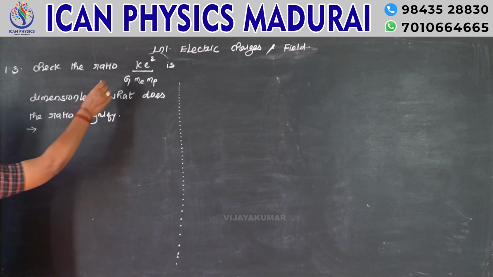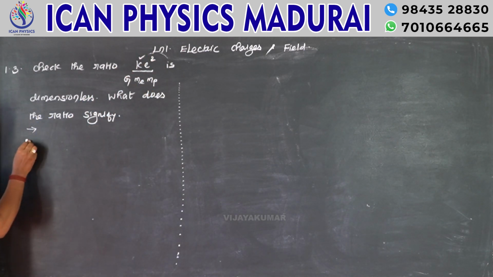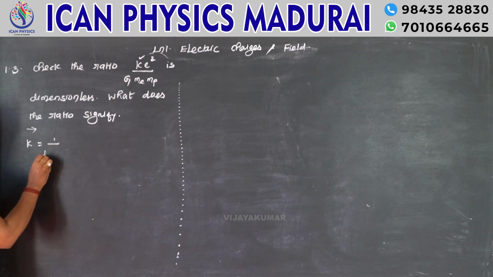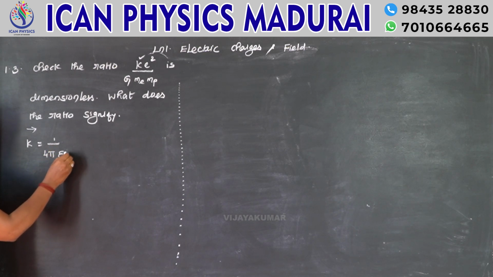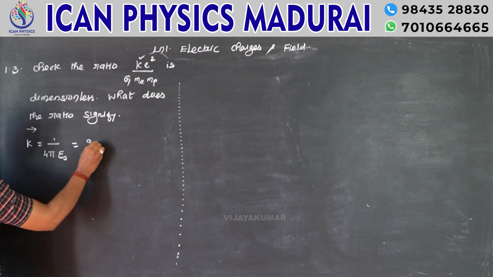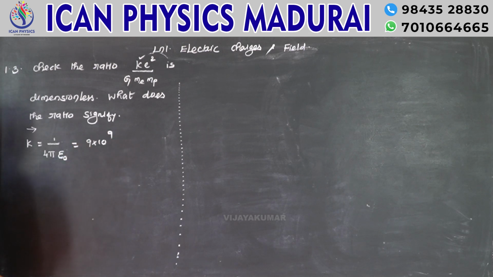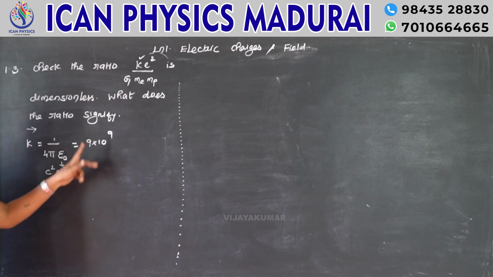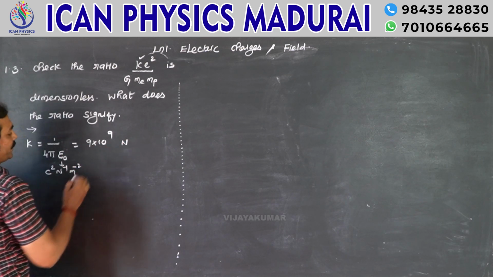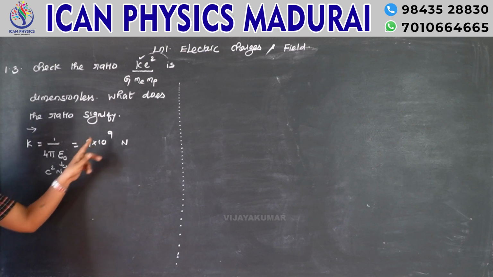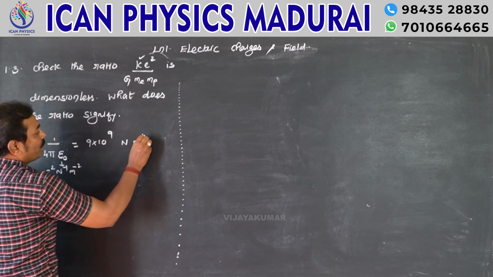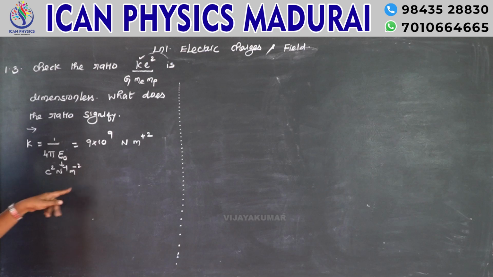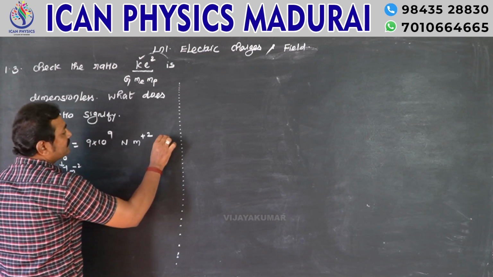The first one is K. So what is K? K equals 1 by 4 pi epsilon 0, and its value is 9 into 10 to the power 9. The unit of epsilon 0 is Coulomb square per Newton per meter square. So the power minus 1 goes to the numerator as plus 1 for Newton, the power minus 2 goes to the numerator as plus 2, and the power plus 2 goes to the numerator as minus 2.